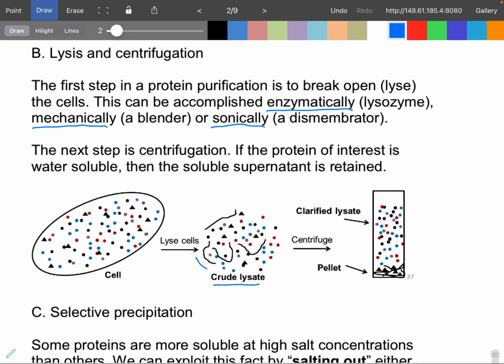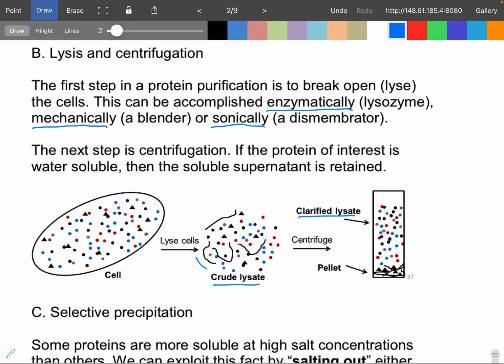It's just cells that have been busted open. And that's kind of a big mess, largely because of the DNA. It creates a very viscous solution, and we need to shear up that DNA, and we'll talk about the way we do that later on. And what we need to do is centrifuge this so that we can get what we call the clarified lysate. The clarified lysate is the supernatant that we get after centrifugation.